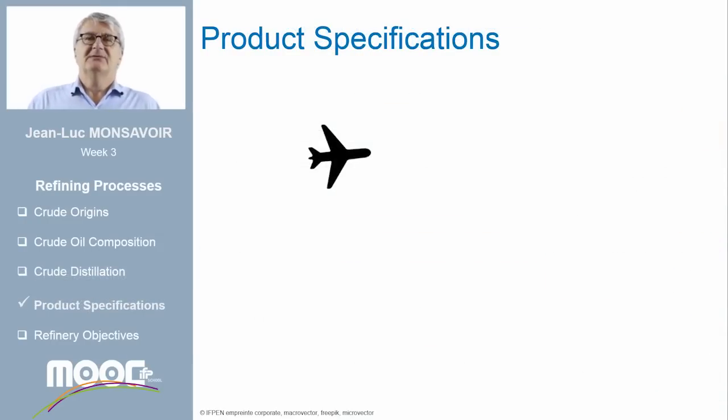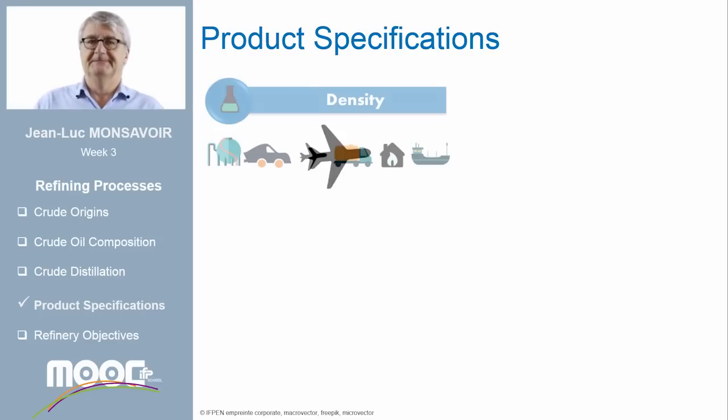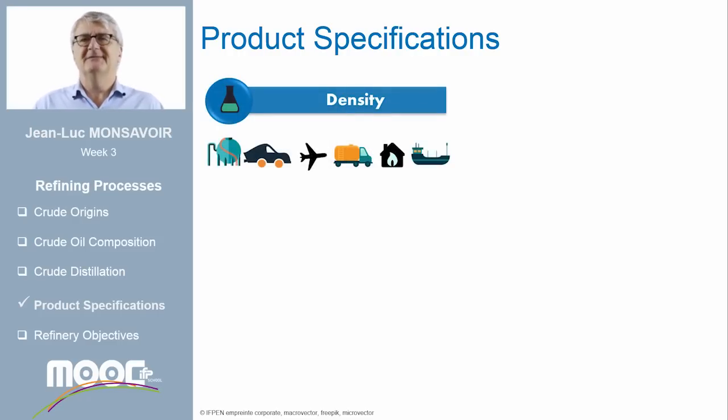Now, to sell a product, it is important to check if it respects a series of technical specifications. Per product, the number of specifications can be really high. For instance, for jet fuel, there are more than 30 technical specifications to check before being able to sell jet fuel to an airport. We'll study together 5 important specifications.